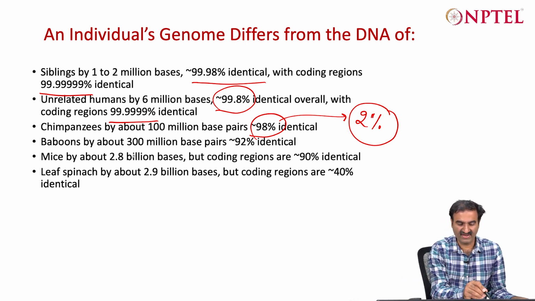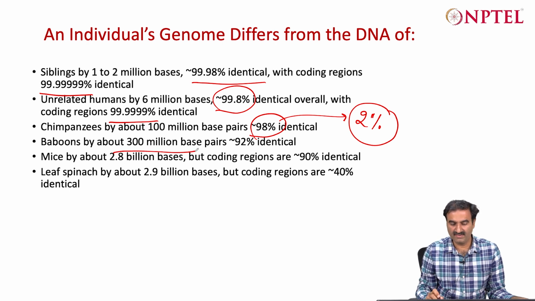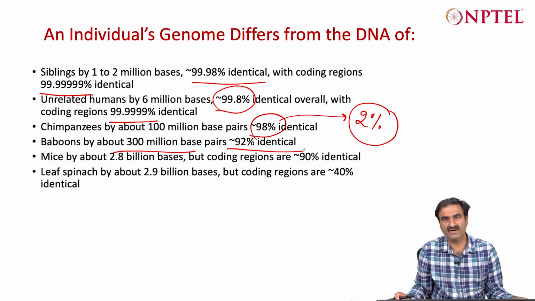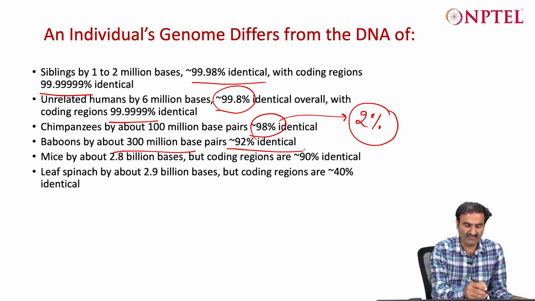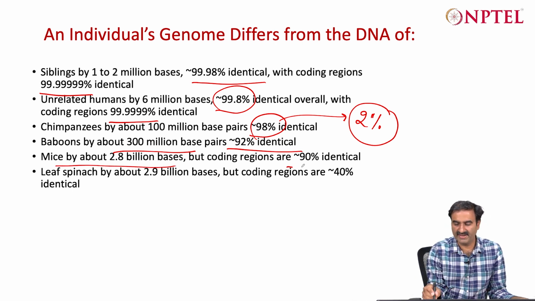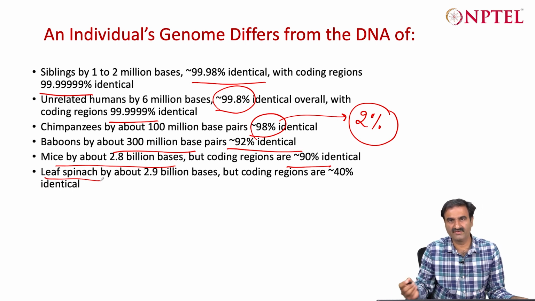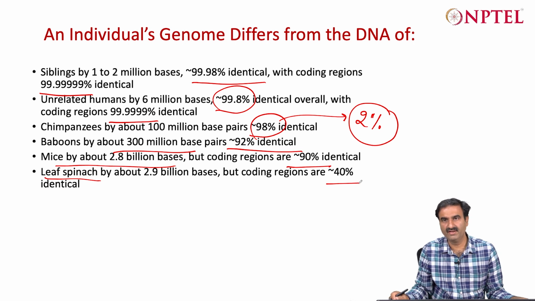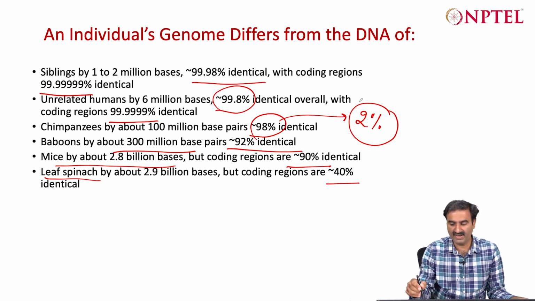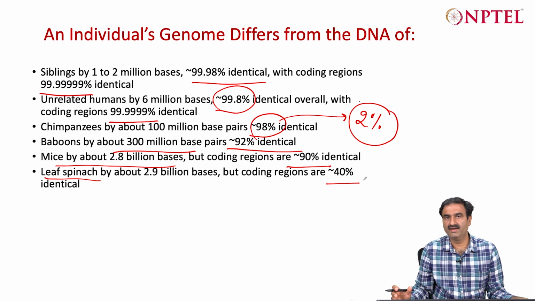And similarly, if I say baboon, they have almost 300 million base pairs different, they will be only 92% identical to the human genome. So basically what it tells, I can go far also, mice only 90% identical, spinach, which you eat like palak, is only 40% identical. So still a human and a spinach show almost 40% identity. With mouse you show 90% identity.